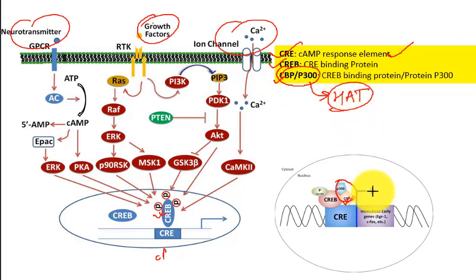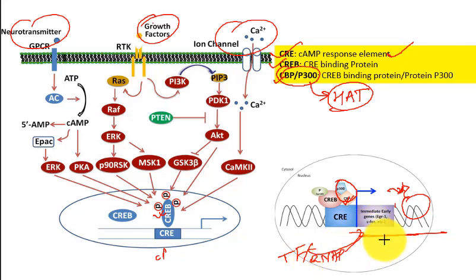What does it do? It will transfer that acetyl group to the histone nearby the DNA. When the acetyl group is transferred, the DNA will be loosened, and then the transcription factor and RNA polymerase will come and bind here, and transcription will happen. So this is how transcription is induced. Because of this nucleosome modification from an external factor, transcription is induced here.